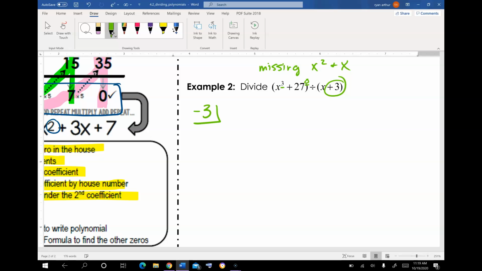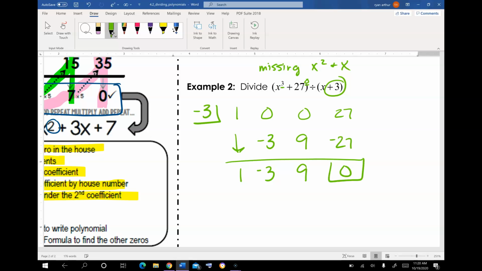So when I write the coefficients, I'm going to write the first one as 1, because that's the cubed. I don't have an x squared, so we put a 0. I don't have an x, so we put another 0. And then we finally have our constant, which is 27. If you do not put your placeholders, you will get it wrong. You drop the first number down, multiply. -3 times 1 is -3. 0 plus -3 is -3. And -3 times -3 is +9. 0 plus 9 is 9. -3 times 9 is -27. And then that gives me a 0.